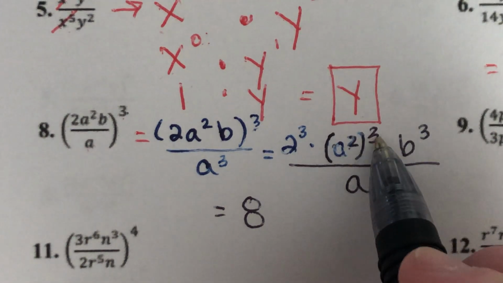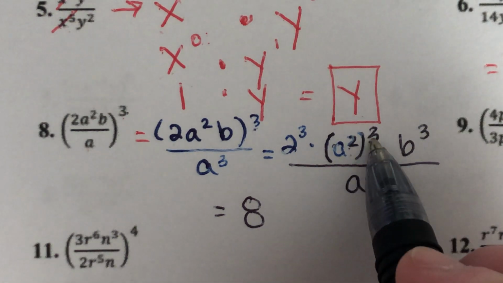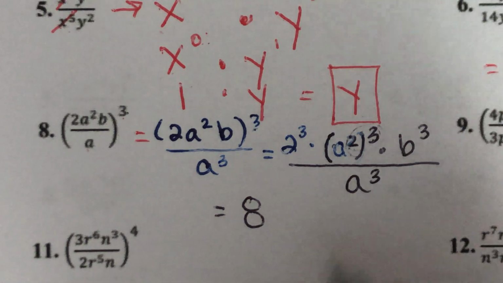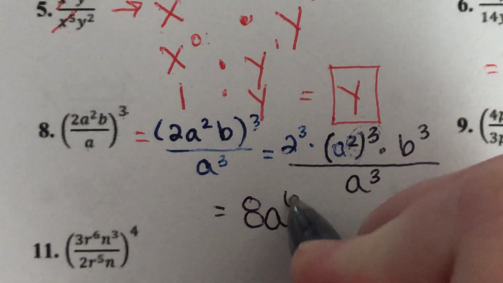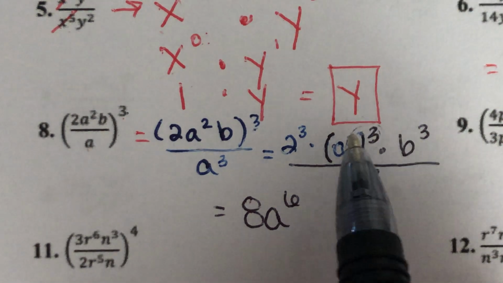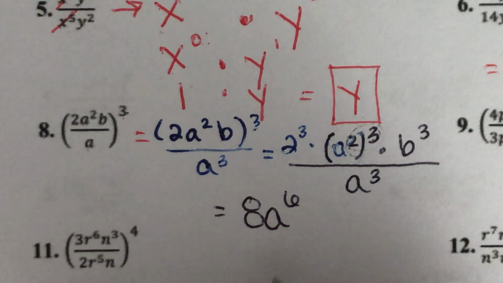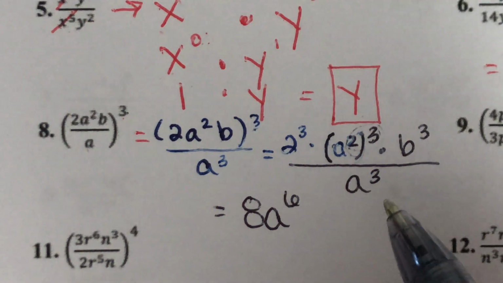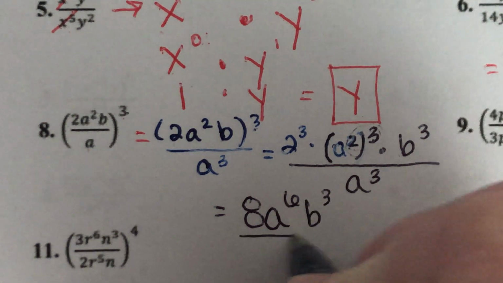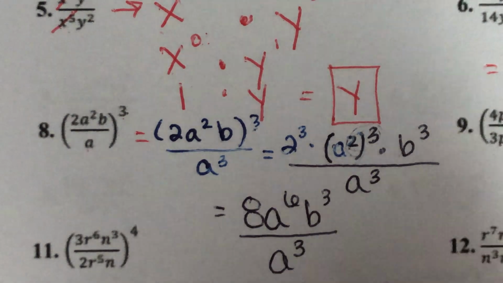A squared to the third. Remember, when I have an exponent raised to another exponent, I multiply. 2 times 3 is 6. So this is a to the 6th power. If it was a squared times a to the third, I would add the 2 and the 3, but that's not what it is here. Go back and review your properties. And then times b to the third, all over a to the third.